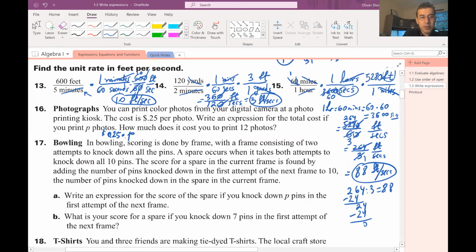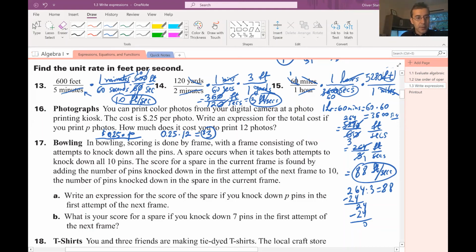So that's the expression. And then the question is, how much does it cost to print 12 photos? So you just substitute 12 for P, and we get 0.25 times 12, which is 3. So it costs $3. Okay, that's 16.